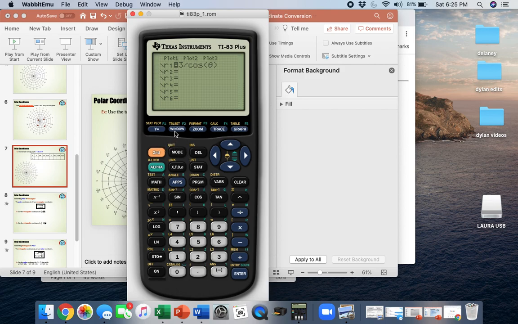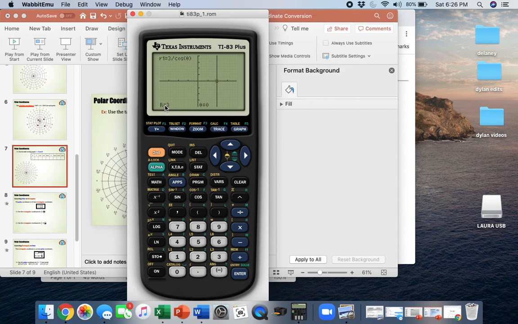I want you to go not to window, I'm sorry, I want you to go to second zoom, which is format, and I want you to change from rectangular coordinates to polar coordinates. And now I want you to hit zoom 7, which is zoom trig. You're in radian mode, so it's going to set the window to negative 2 pi to 2 pi. Oh my gosh, look at what I just graphed. A vertical line. Hit trace.